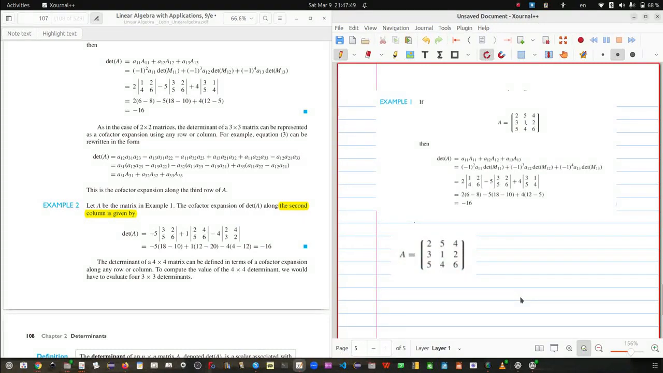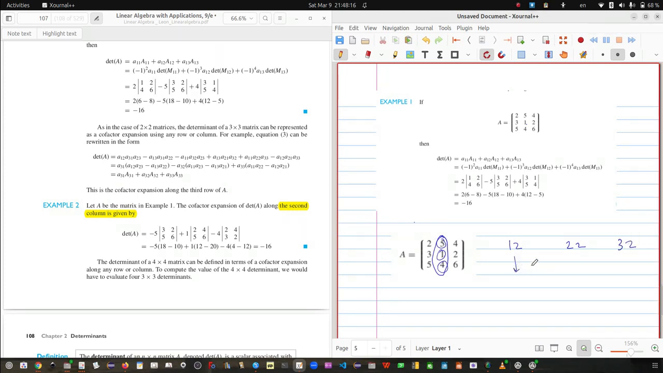So in this case, it is taking the second column. So the elements you are multiplying are this one, this one, and this one. If you look at the ij, it is 1,2, and then 2,2, and then 3,2.